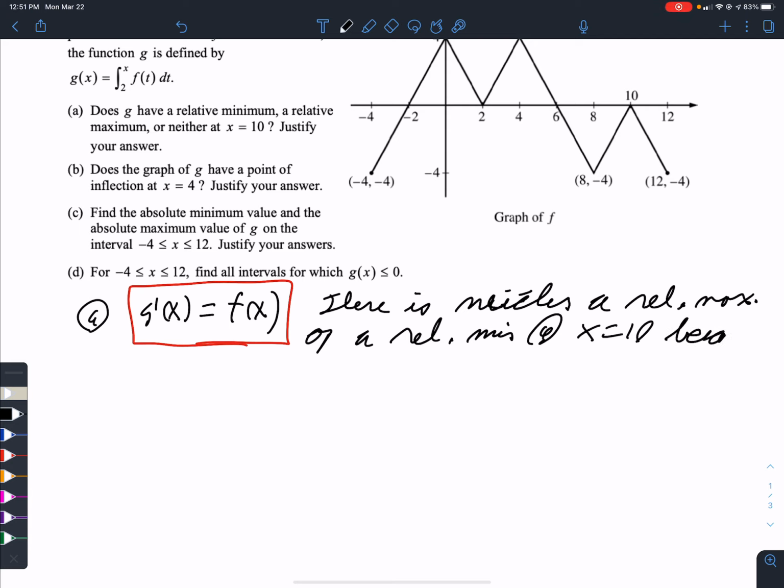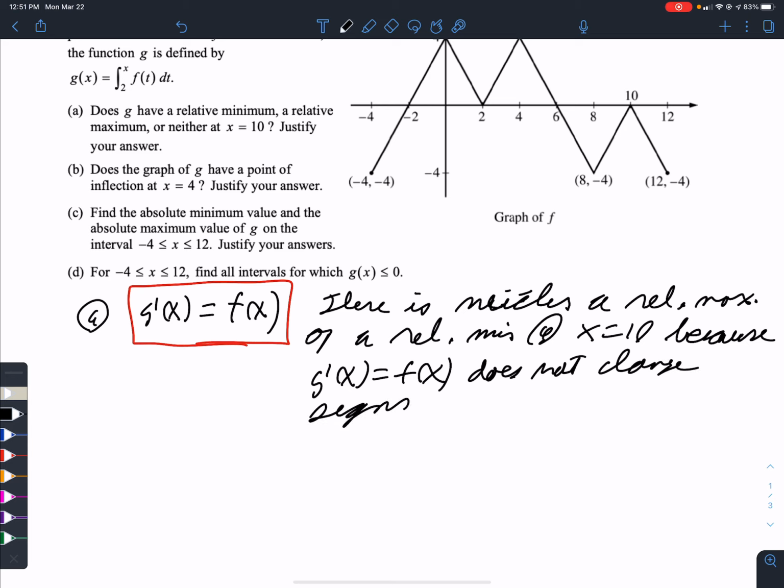Why? Because g prime of x, which is f of x, does not change signs at x equals 10. So that's the reason there's no sign change. It'd have to change from positive to negative to get a relative max, negative to positive to get a relative min, and since neither of those happen, that would be a neither situation.